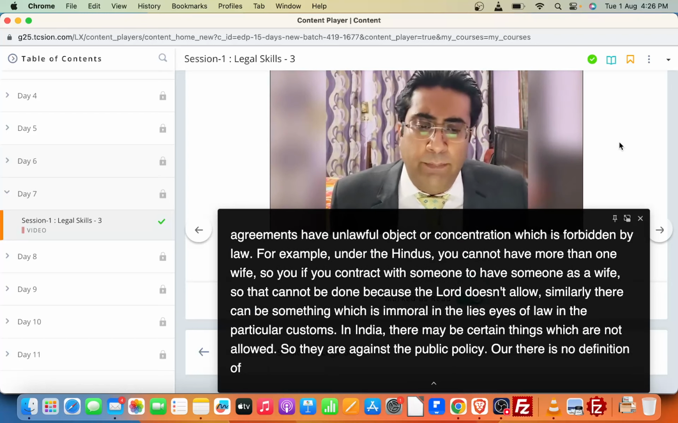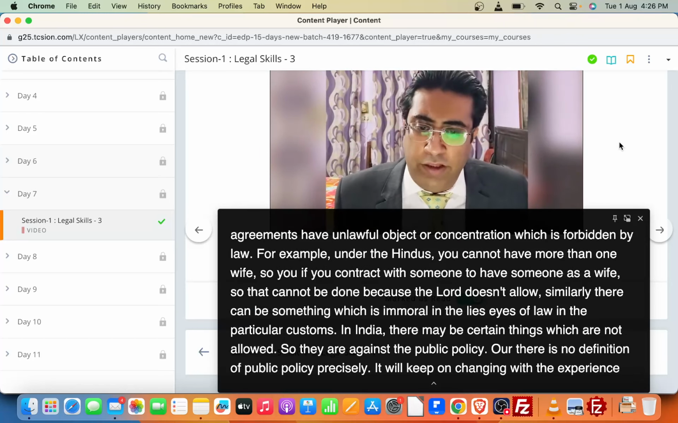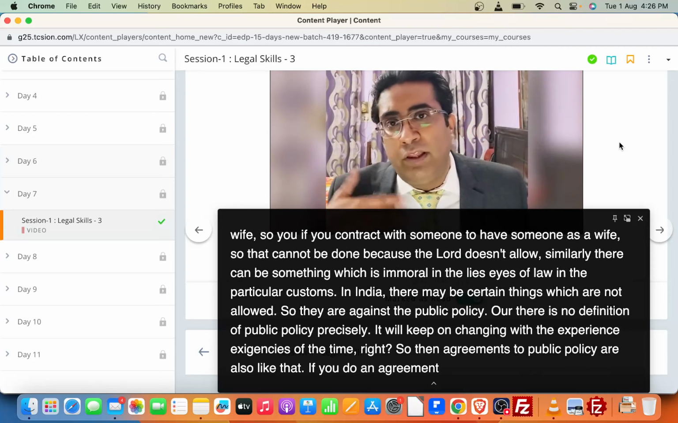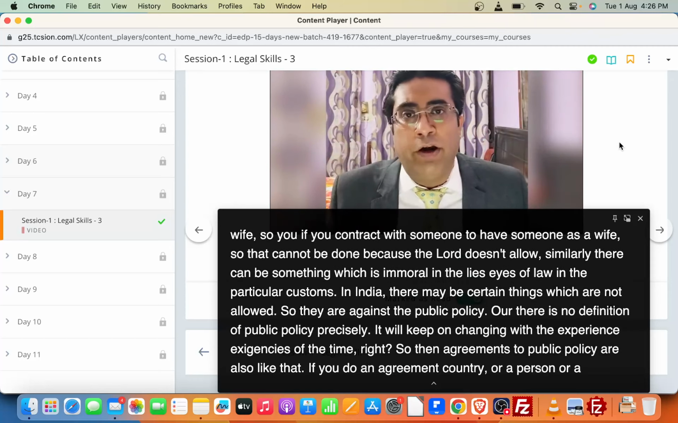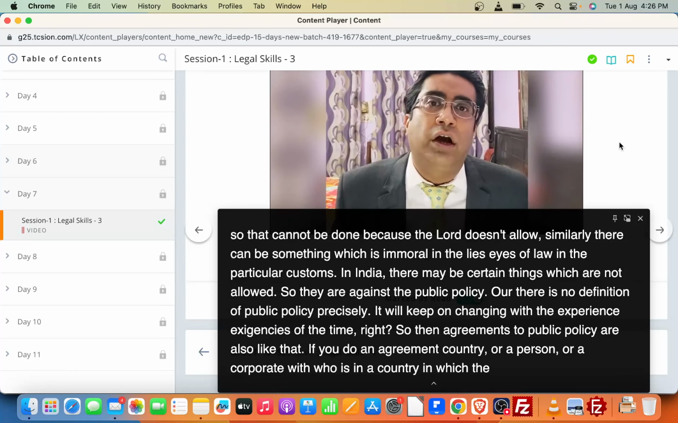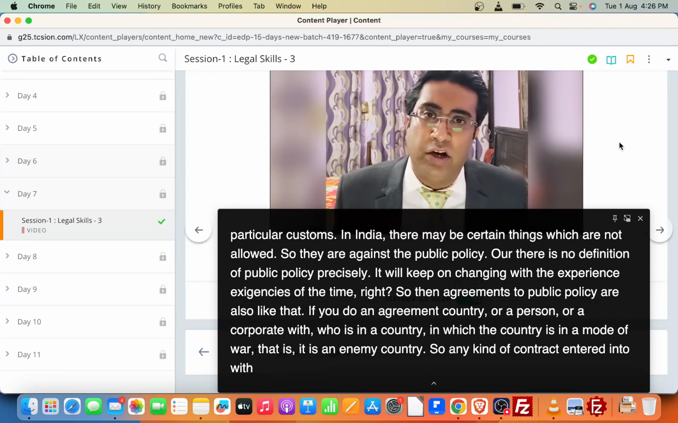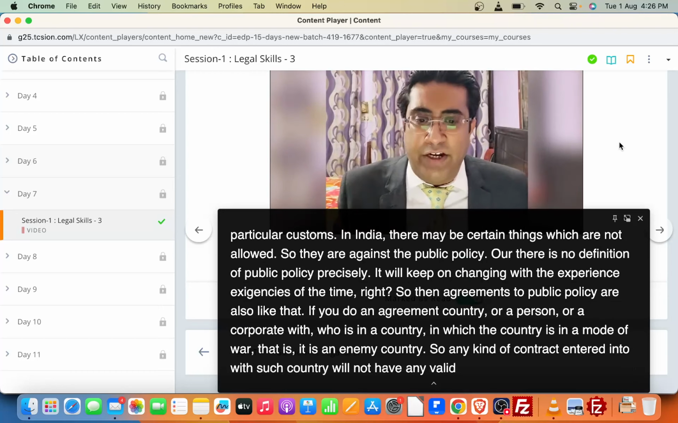However, there is no precise definition of public policy. It will keep on changing with the experience or exigencies of the time. Agreements opposed to public policy are also like that. If you make an agreement with a country, a person or a corporate in a country which is at war, that is, an enemy country, then any contract entered into with such a country will not have any valid sanctity. They will be void agreements.